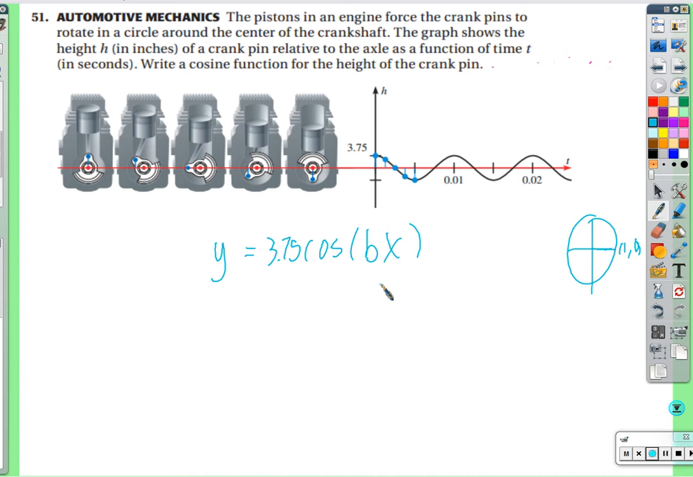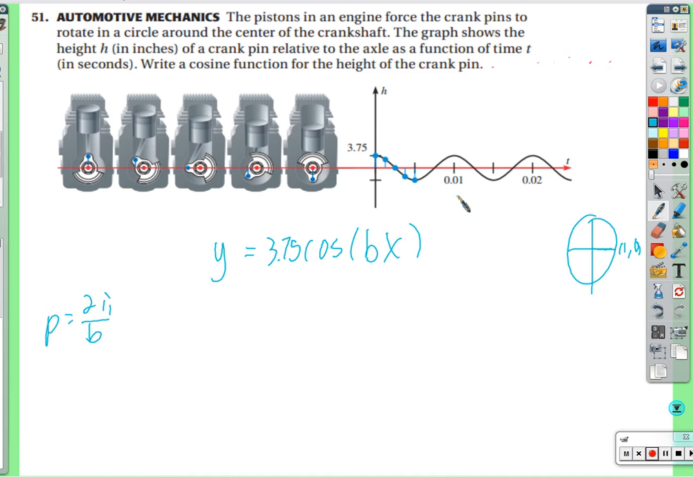What's b related to? Well, we have period, right? The formula for the period is 2 pi over b, right? Do you know what the period is? 0.01. From here to there. It's 0.01. So in 0.01, or a hundredth of a second, it's gone from the top all the way back to the top again.